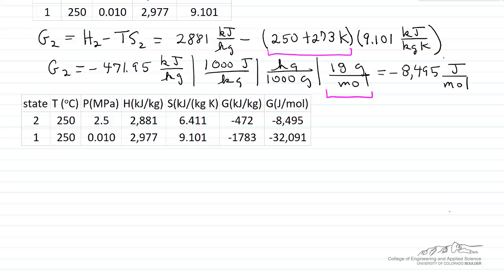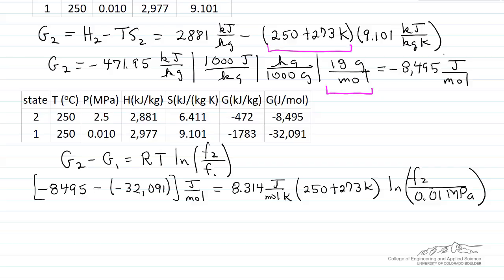So I'm going to rewrite our equation relating Gibbs free energy to fugacities, and now I'm going to substitute in values from the table. Notice that I substituted here that fugacity 1 is the pressure, since it's at low pressure, and that's why fugacity is going to be equal to pressure. That's close to being an ideal gas. Also notice that because the units are megapascals, then f2 must also be in megapascals.